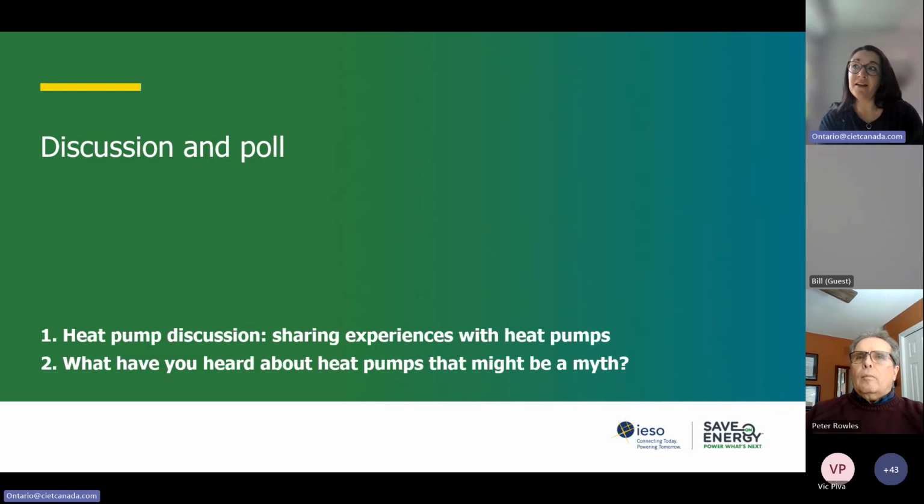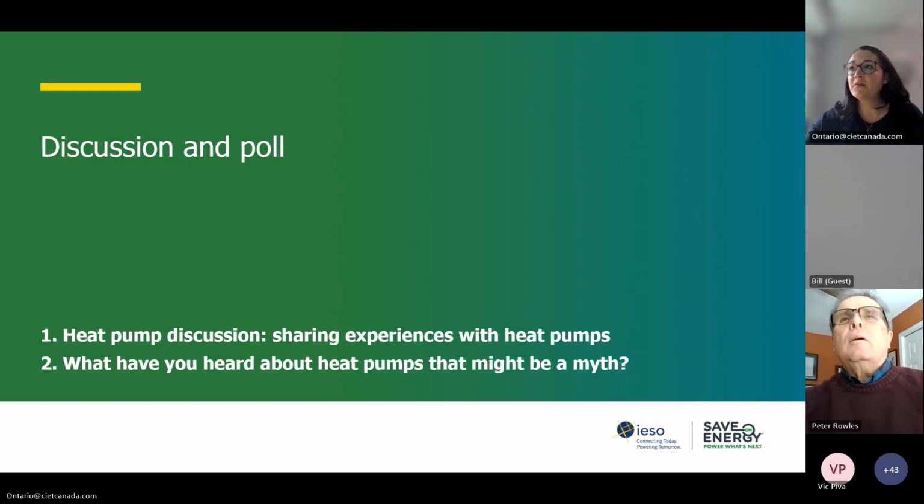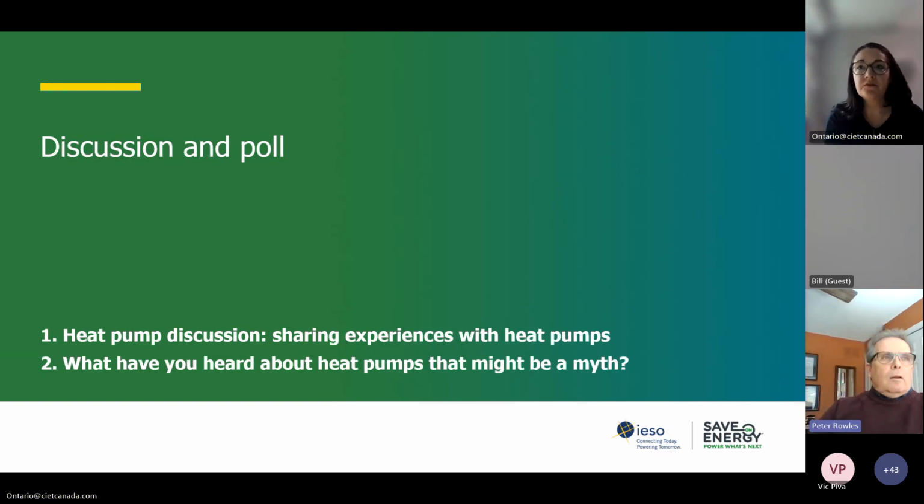Here's another one. What or why is there a defrost cycle for an air-to-air heat pump? Sorry, I didn't quite catch the question. The question's about the defrost cycles. Can you explain why a heat pump needs to go through a defrost cycle?